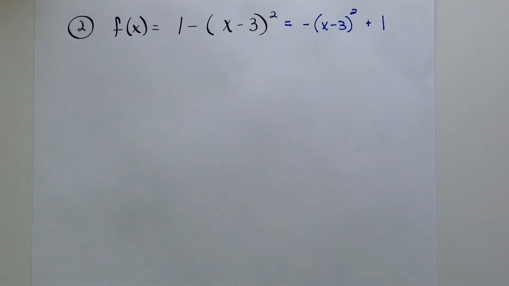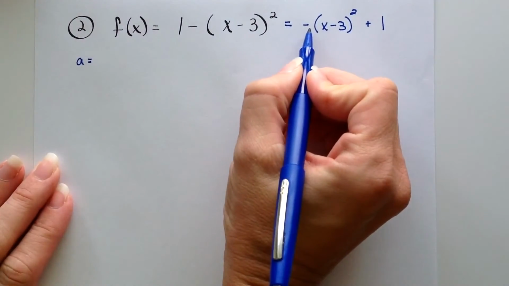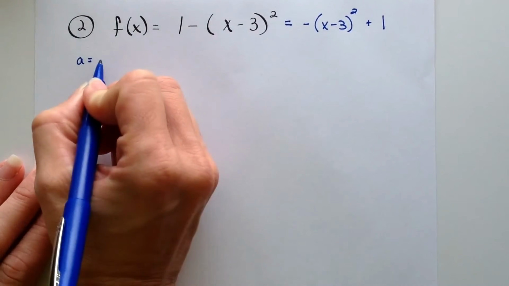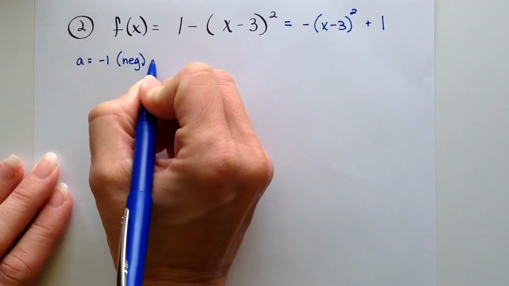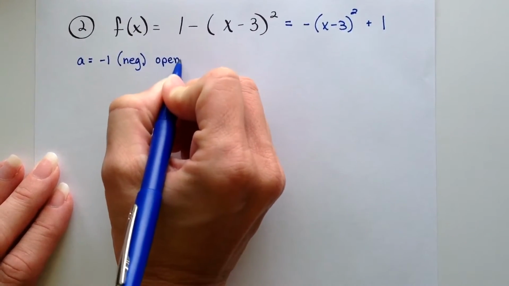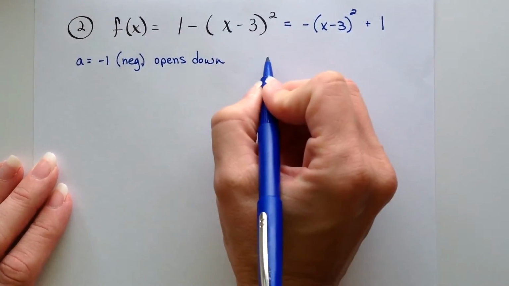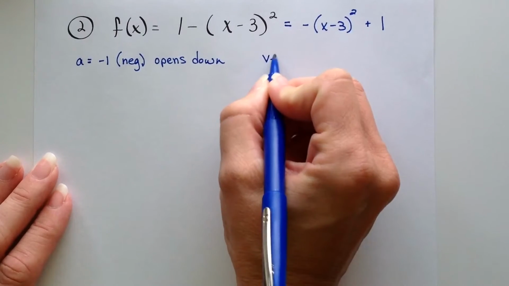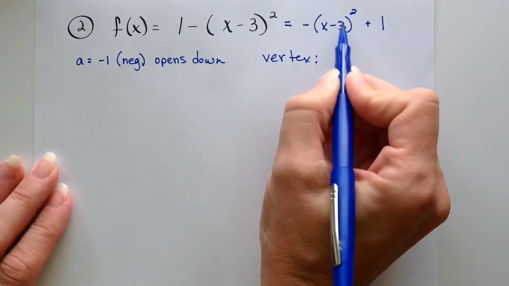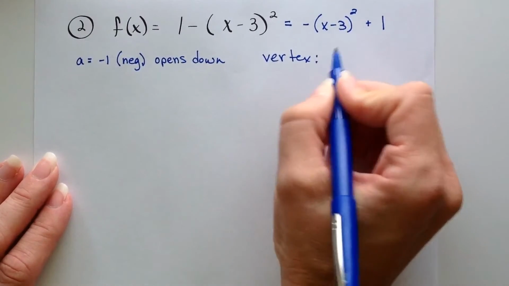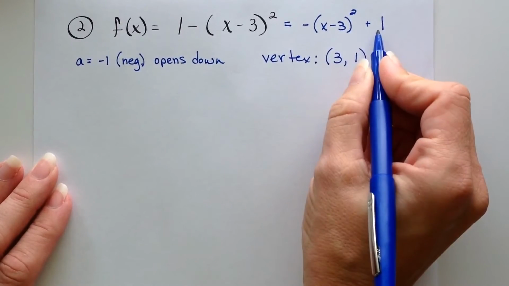All right, so let's start with a. Okay, remember a is the number in front of the parentheses being multiplied, which here is a -1. So since this is negative, that tells me that this graph opens down. Okay, then from there, let's talk about the vertex. Okay, so from inside is where h comes from, but you change the sign, so that makes that positive 3. And then your y coordinate would be the positive 1.